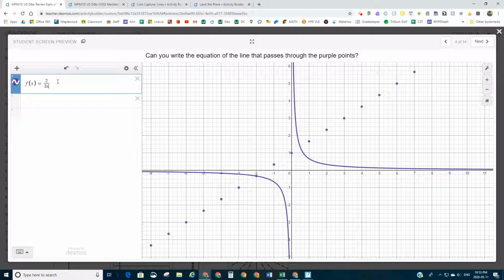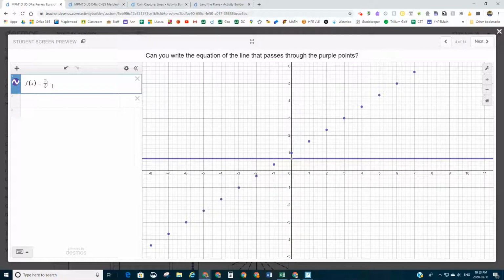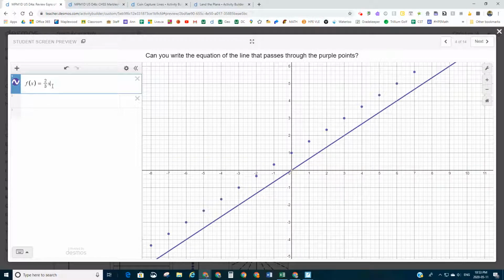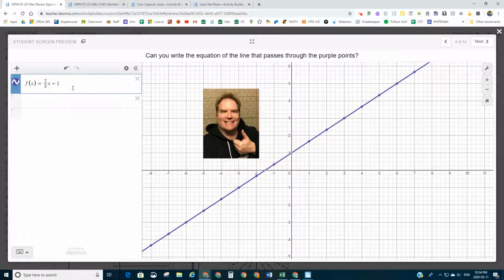So I think it's going to be 2 over 3x. Now be careful where you put the x because that produces a very different graph. So I'm going to just move my cursor over so I'm outside of that. So that's 2 over 3x. That looks like my line, but its y-intercept is in the wrong spot, so I'm going to have to go +1. And I get a thumbs up from a really awesome guy.